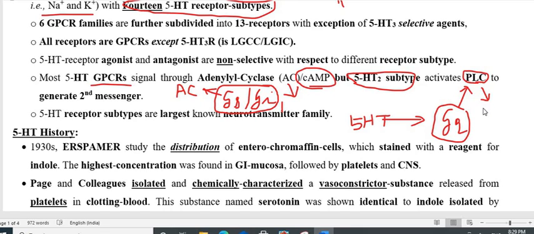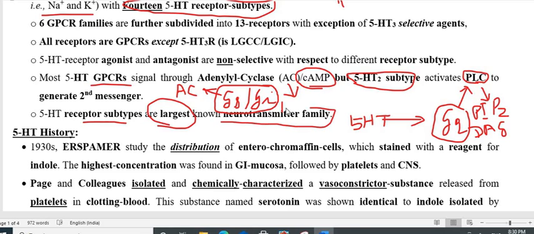In case of phospholipase C, it converts PIP2, and this PIP2 gets converted into two components, that is DAG and IP3. This DAG and IP3 act as second messengers to produce the physiological function. So this is, in a nutshell, the salient features concerned with 5-HT. Now one more important salient feature is that 5-HT receptor subtypes are the largest amongst the other neurotransmitter families. So this is very, very important.